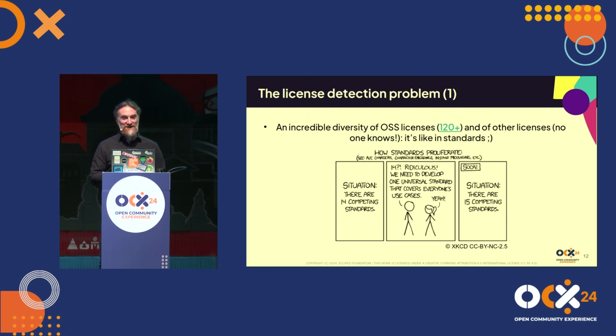Why? It's like it happens with standards. So in theory, we would live very well with 4, 5 licenses, maybe one permissive, one copyleft, one weak copyleft. But the problem is that over time, every project wanted to have their own license, thinking that was a good thing, but it became a real mess.